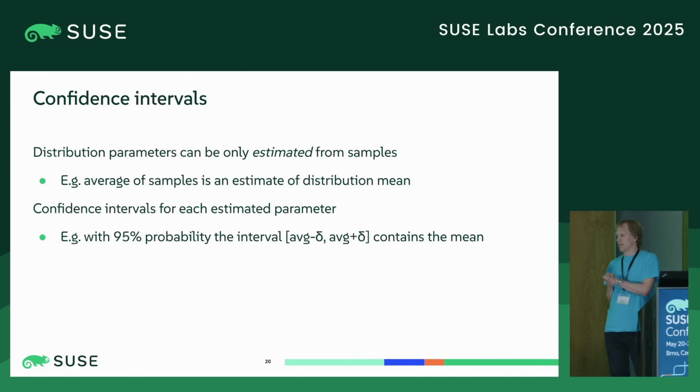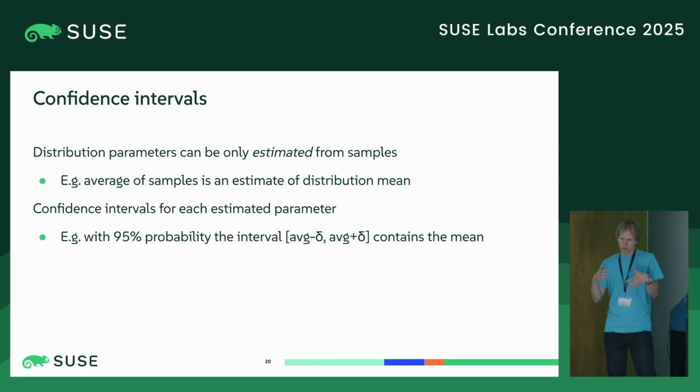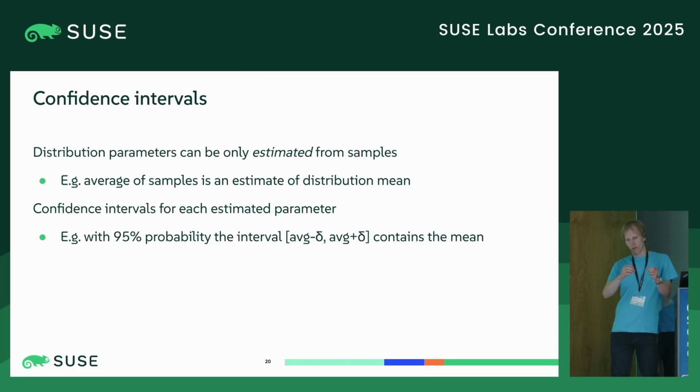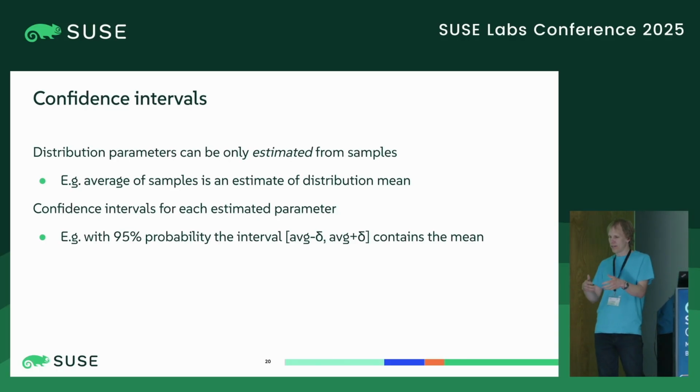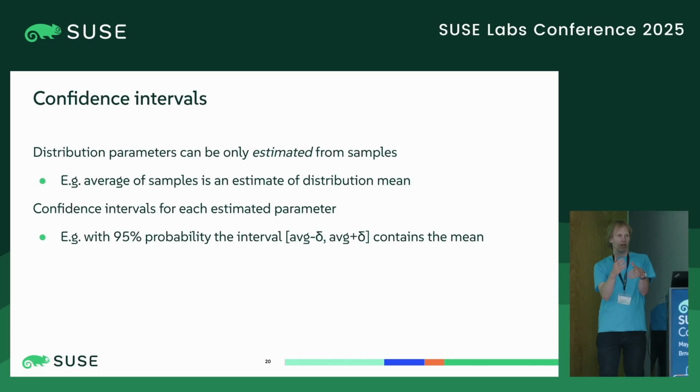Now, because you don't know the actual distributions, you can only measure samples from this distribution, but you never have all the samples. You can always do more. So your estimate of the mean is never exact. You measure some samples, you take the average of these samples, and this is your estimate of the mean. But if you do it again, you will get a slightly different estimate of the mean.